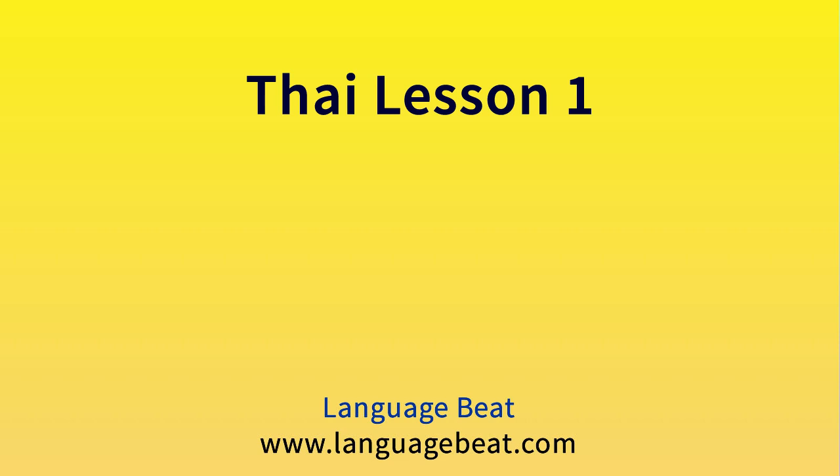Standard Thai, also known as Central Thai or Bangkok Thai, is the official national language of Thailand. It is spoken by around 80% of the 60 million residents of the country. It is taught in all schools and is used for most television broadcasts. There are also three other major dialects, Southern, Northern, and Northeastern, also referred to as Isan.